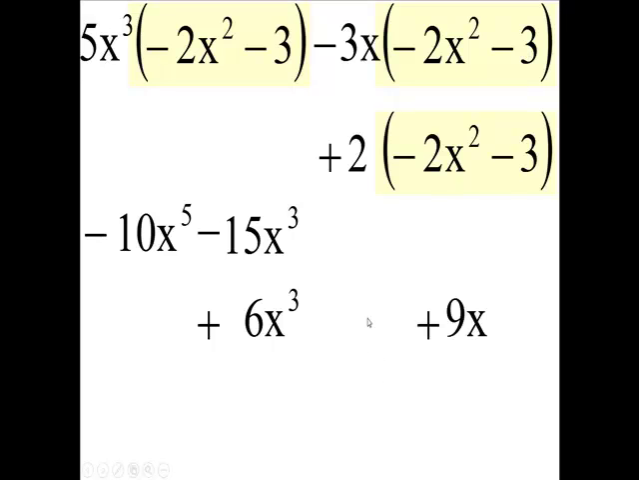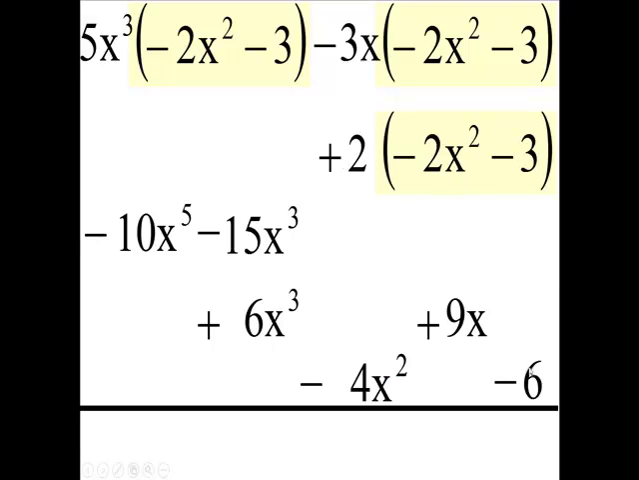Now I left some room here for the x squared term, okay? Because the very first thing we're going to do on the next multiplication here, you're doing 2 times negative 2 is negative 4, and there's your x squared. And then you have 2 times negative 3 is negative 6. So bring this one down.